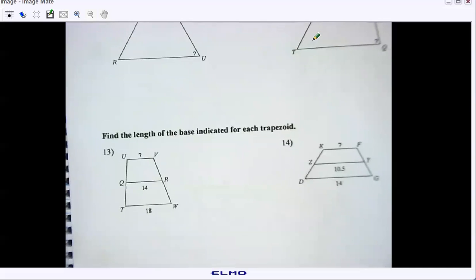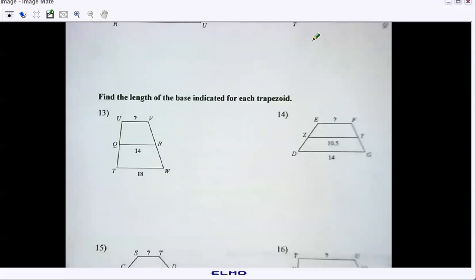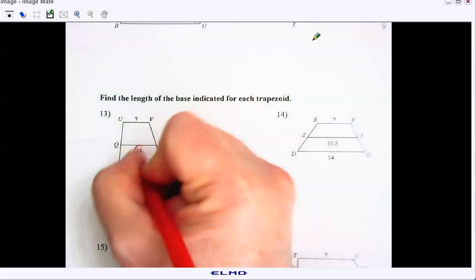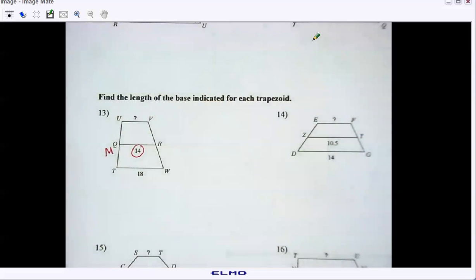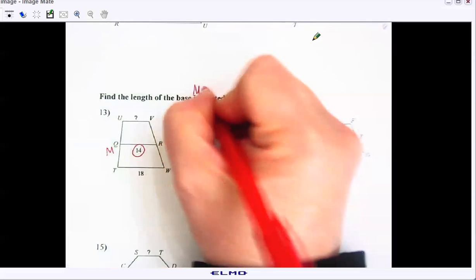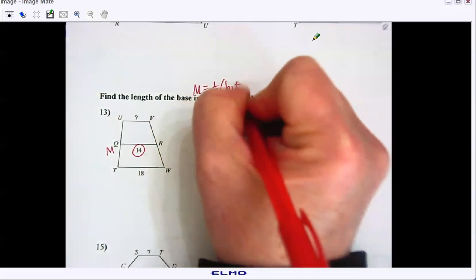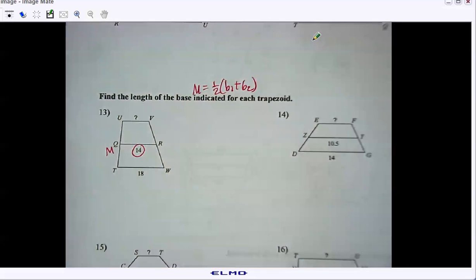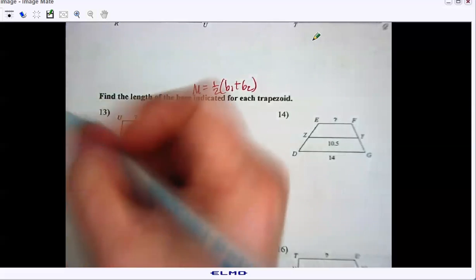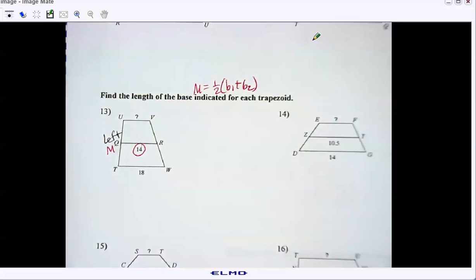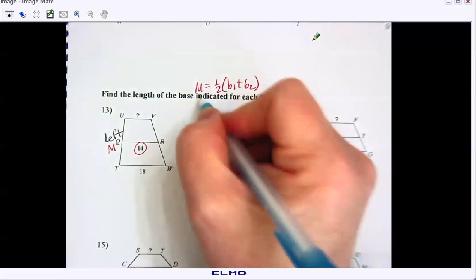Okay. So then number 13, these 4 are a little tricky. So we're going to do a few of these together. Notice that they already give you this number. That's the length of my median. So when I'm doing the formula, m is equal to 1/2 b1 plus b2, where do we say m goes? On the left. So m goes on the left. That's right here. It doesn't matter if it goes on the right or the left, except this time it goes on the left because we already have it.